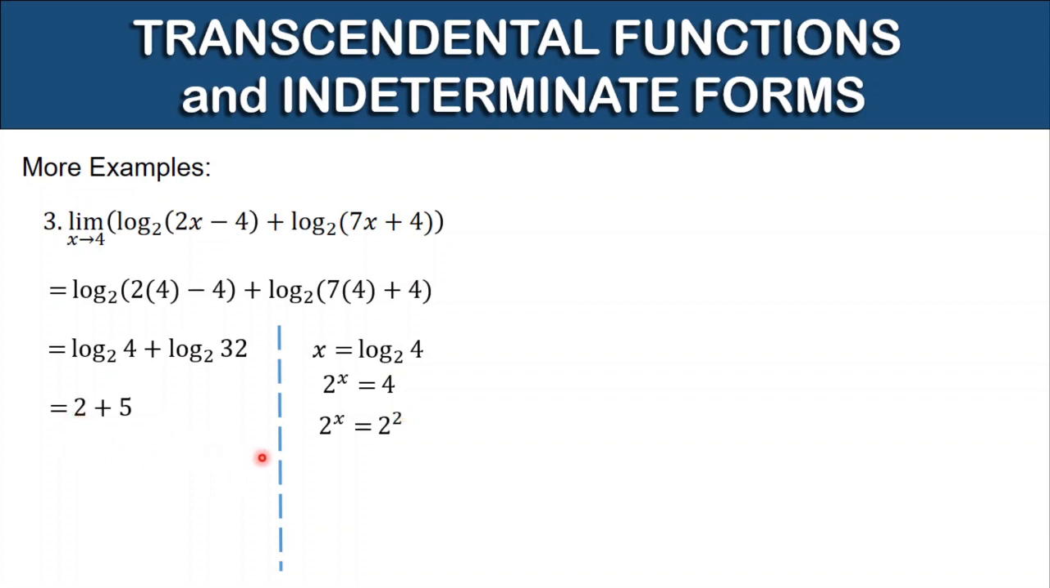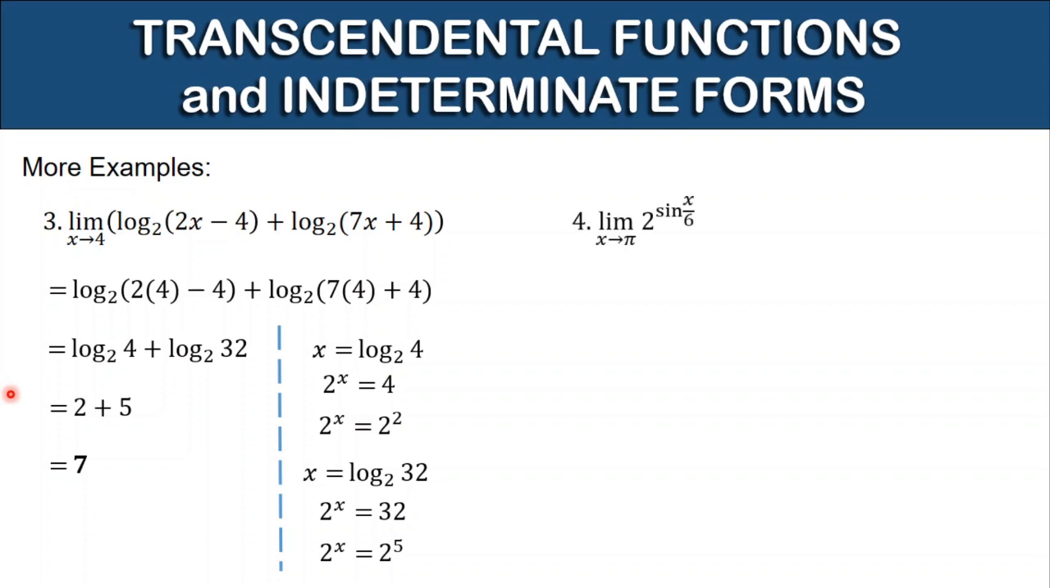For our second term, we have x is equal to logarithm of 32 with base 2. Then by transforming it into exponential form, we have 2 raised to x is equal to 32. Then just find the value of x. So we have x is equal to 5. That's why we have 5 here. So the limit of our problem number 3 is 7.